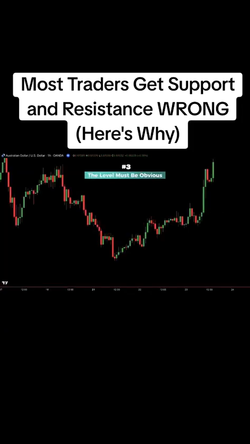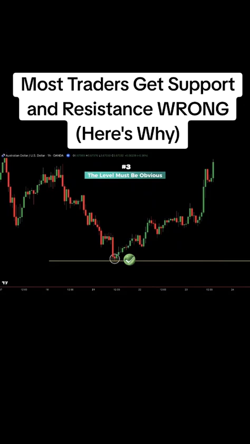The level must be obvious. A strong level should be easy to recognize at first glance. If you have to force it or look too hard to find it, then it's probably not a valid level. The best support and resistance zones are the ones that stand out immediately when you open the chart. Simple, clean, and clear.